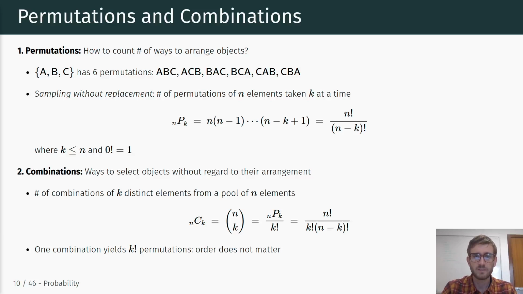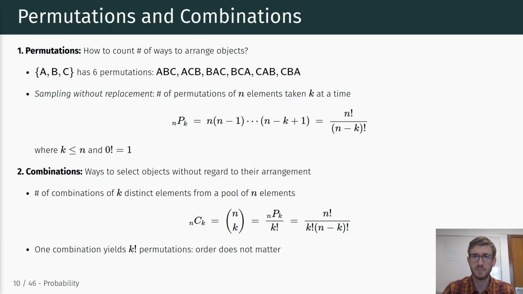Hey everyone. So I finished the last video with a brief discussion of permutations and combinations. And just to reiterate, permutations describe how to count the number of ways to arrange objects, taking into account where the ordering of the objects matters, right? Another way of thinking about this would be sampling without replacement.